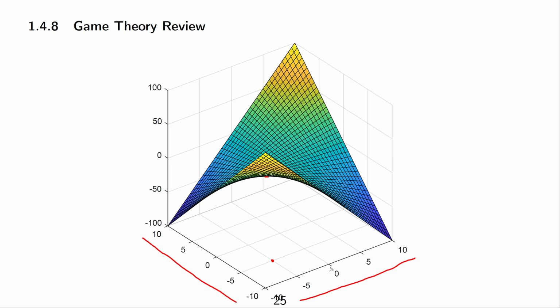Now, what we also know is that for this point here, 0, 0, the function evaluates to 0. So 0 times 0 is 0, so there will be a point that is exactly on the saddle.